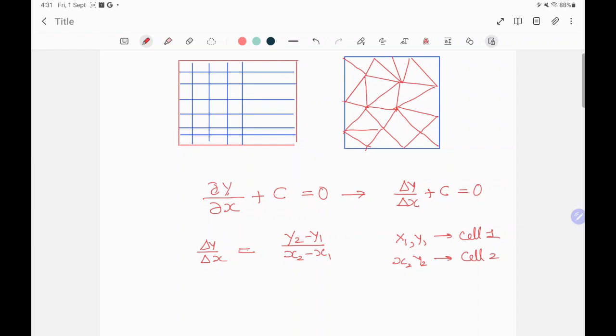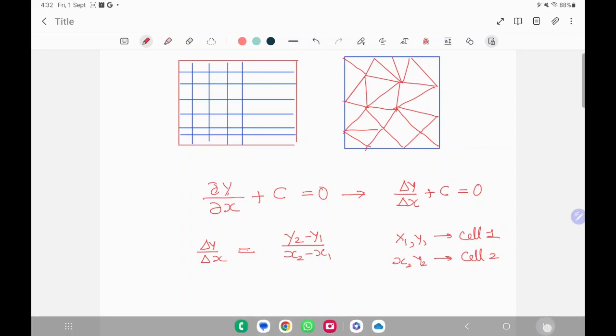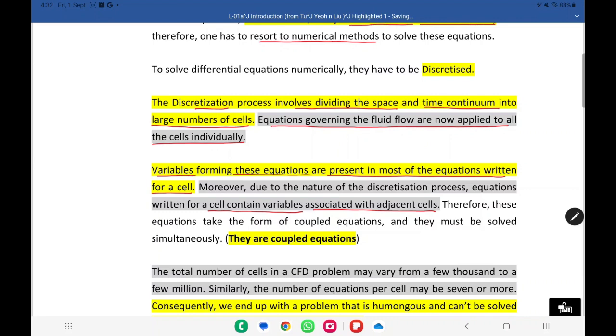So what is happening is, when you write the equation for a cell, you are taking the help of the adjacent cell. As a result, these equations become coupled. They have to be solved simultaneously, because if you want to solve any equation, it will have a variable for the adjacent cell. Now you have to solve that also, so you have to take that cell. Similarly, for solving this variable from the second cell, you have to take the third cell, and then the fourth cell, and so on.